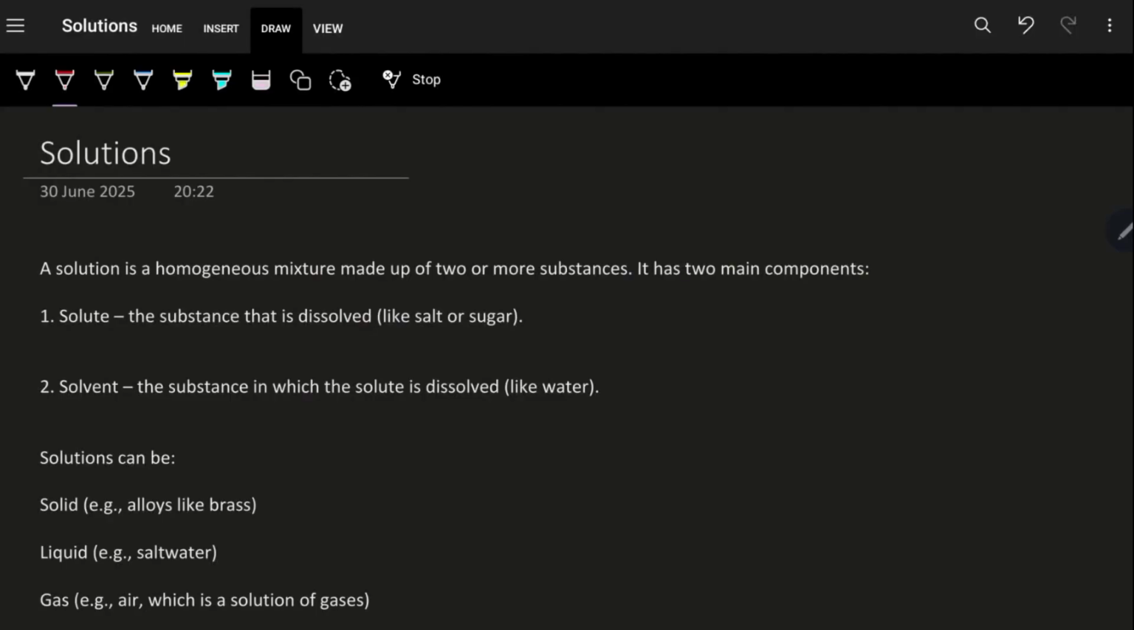Hello everyone. Today's session is on solutions. First, we need to know what a solution is. A solution is a homogeneous mixture made of two or more substances. If it contains only two components, then such a solution is known as a binary solution. Only two components means the solution is a binary solution.